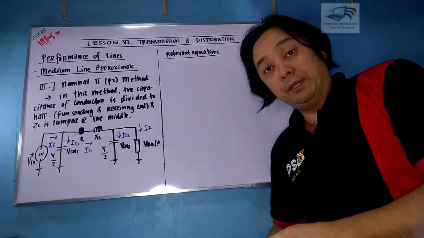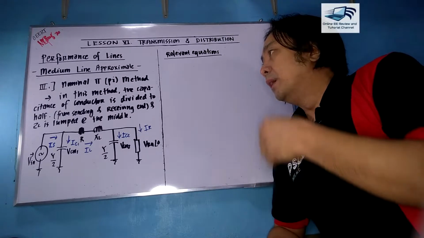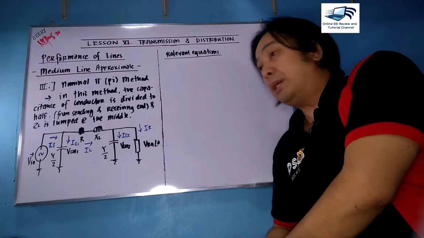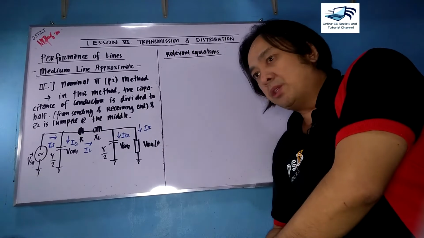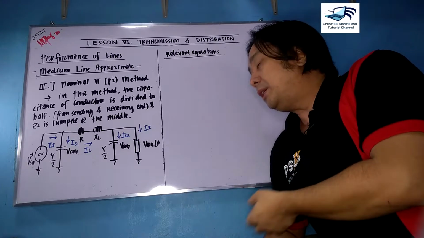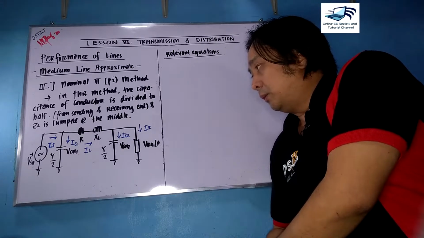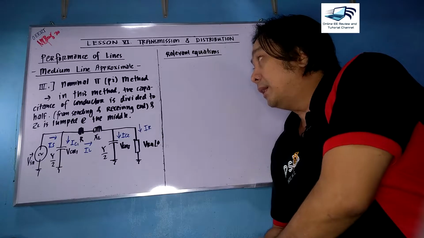So we are in our third type of medium line, the nominal pi method. From our previous discussion, we discussed an end condenser, and we discussed a nominal T approximation. So today we will discuss a nominal pi method.